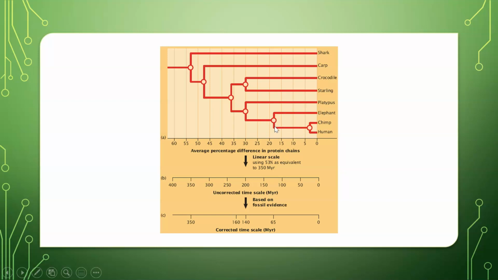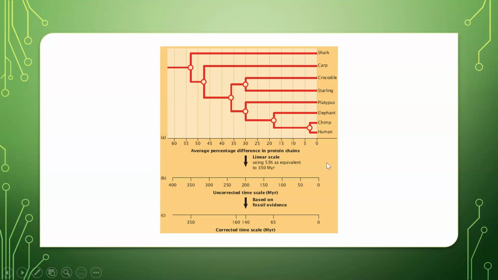18% difference. Now we move to B here, also an x-axis scale, an uncorrected time scale in millions of years. So basically what you've got to imagine is if you move that scale up, you can use that along the base of the graph. And then, based on fossil evidence, we've got the corrected time scale. So you can also use that along the same scale at the bottom there.